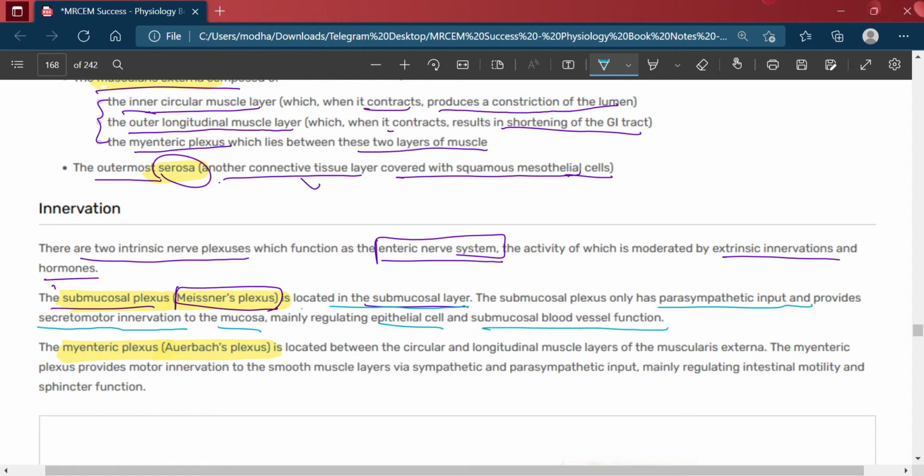Then the myenteric plexus, or Auerbach's plexus, is located between the circular and the longitudinal muscle layers of the muscularis externa. The myenteric plexus provides motor innervation to the smooth muscle layer via sympathetic and parasympathetic input, mainly regulating intestinal motility and sphincter function.